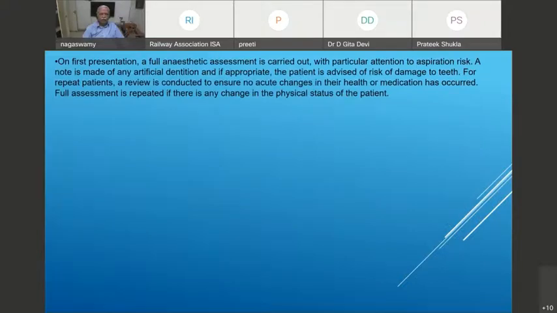So when the patient comes for the first time, you must do a full anesthetic assessment with particular attention to aspiration risk also, and look out for the dentition. It's very, very important because the risk of damage to teeth is very important.